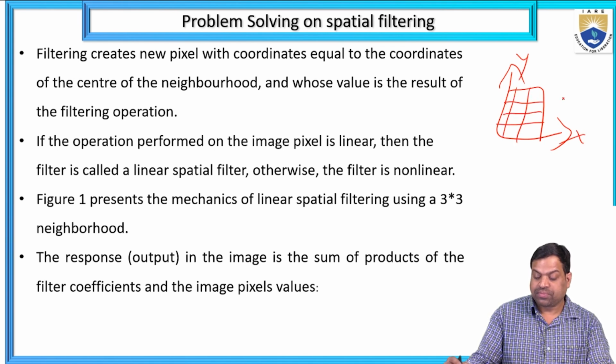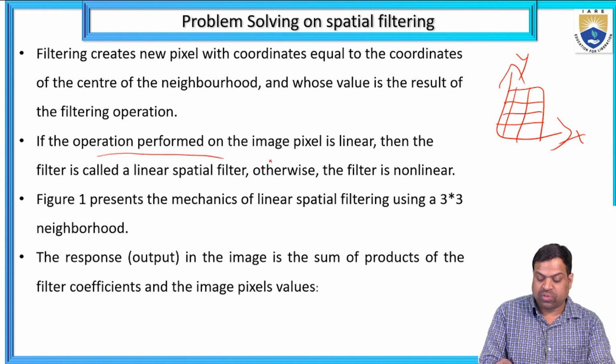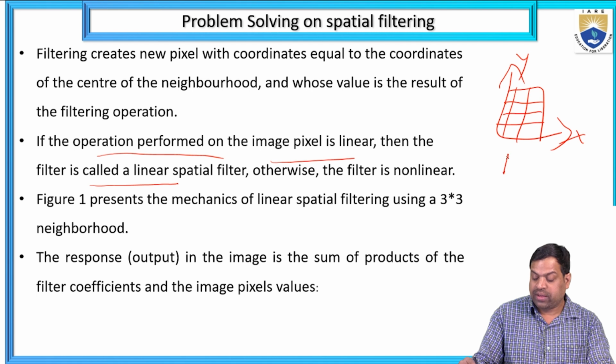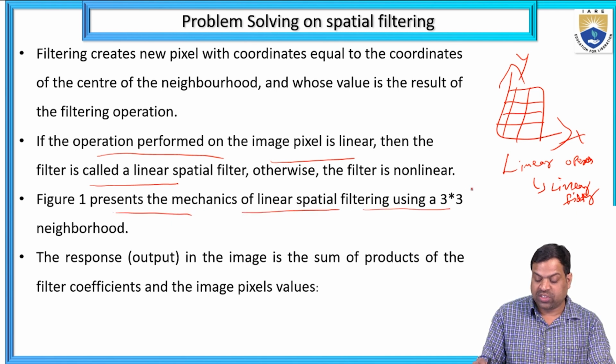The center of the neighborhood, and whose value is the result of the filtering operation. If the operation performed on the image pixel is linear, then the filter is called linear. If it is non-linear, then it is a non-linear filter. The mechanics of linear spatial filtering: I'm taking one example, a 3 by 3 neighborhood matrix.